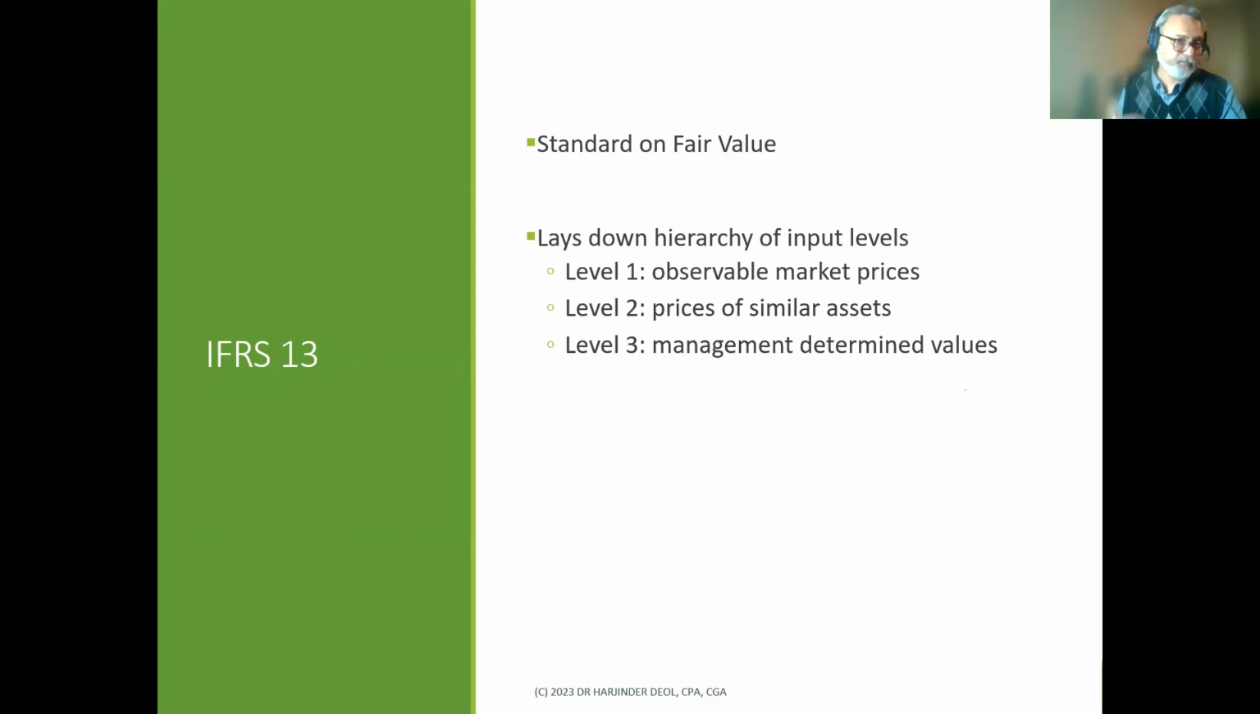IFRS 13 was developed with that view in mind, and it designated a hierarchy of input levels. There's level one, where you have market prices. So think about shares of a publicly traded company. All you have to do is look at the last traded price. Done. You know how much the shares are worth. Multiply the number of shares by the market price, and you've got it. Level two is where you don't have market prices for the asset, but you can infer the value from looking at prices of similar assets. And that's where usually real estate comes in.